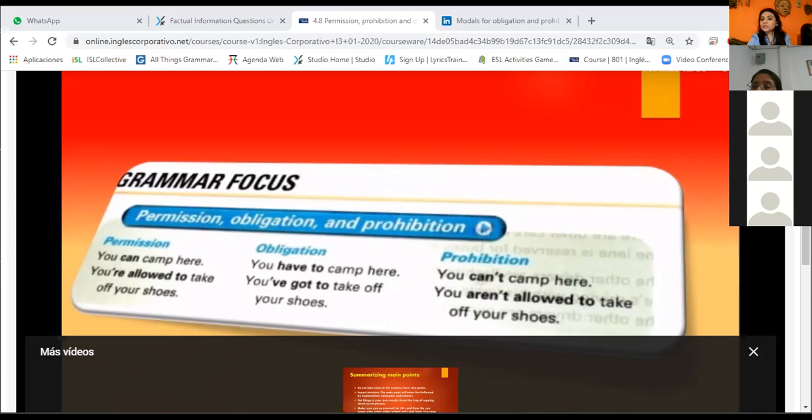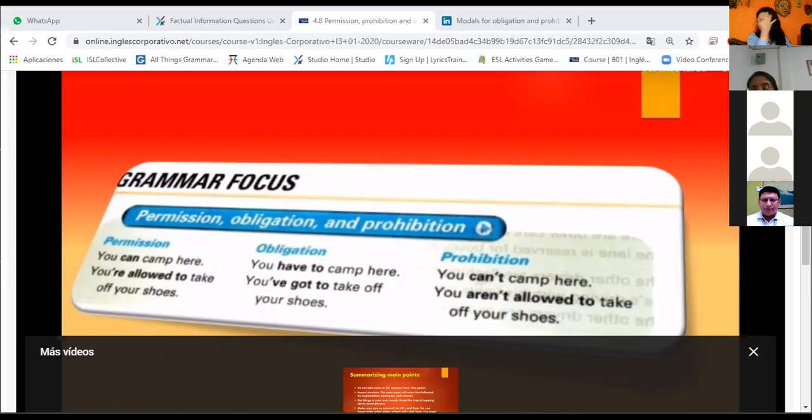Okay. So, for example, let's pretend that I am... And allowed to... always to accompany... for verb be. That's right. That's why, yes, Jennifer. That's why I say be plus allowed to. And then you say, I am allowed to, you are allowed to, he is allowed to. Okay?